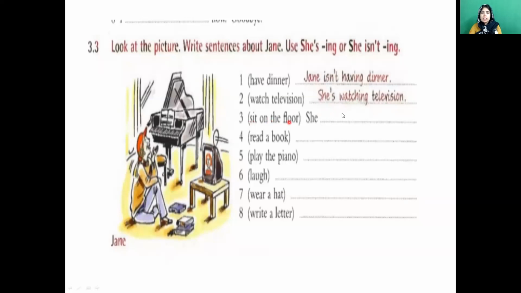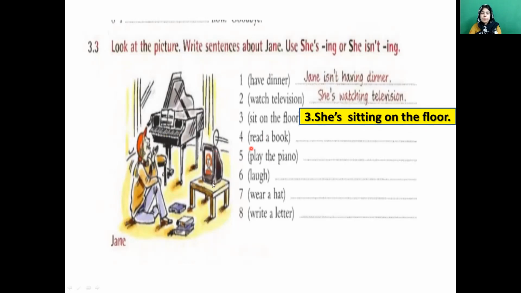Sit on the floor. So we can see in the picture Jane is sitting on the floor. So she is sitting on the floor. At the moment, she is sitting on the floor. She's sitting on the floor.